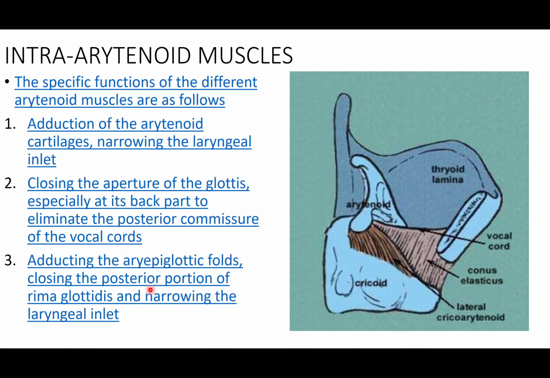The third option we have is intra-arytenoid muscle. The specific functions of the arytenoid muscles are as follows. The first function is adduction of the arytenoid cartilage. The second function is closing the aperture of the glottis. The third function is adducting the epiglottic fold. Here we have seen that the function is adduction of the arytenoid cartilage, not abduction of the vocal cord. So the third option, intra-arytenoid muscle, is also wrong, because it does not abduct the vocal cord.